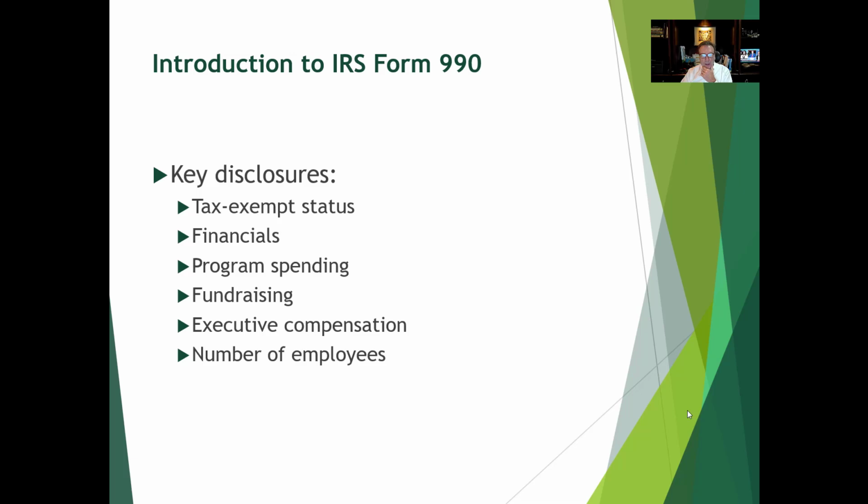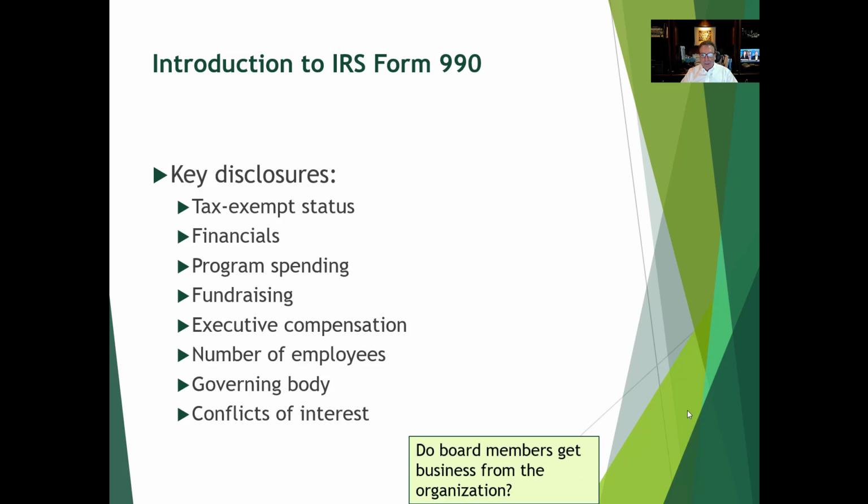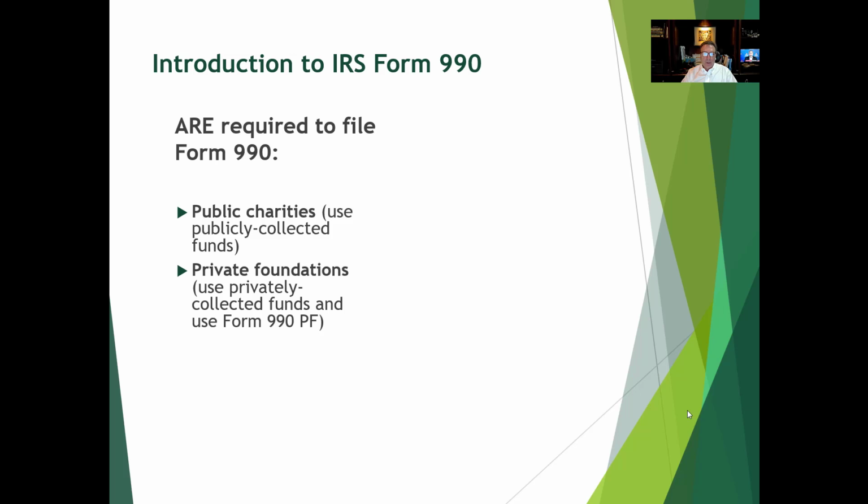You might be looking for a job and you would want to know, well, how many employees does it have altogether? Or you might be interested in who the members of its governing body are, its board of trustees or its board of directors. Do you know anyone on that board? And finally, consistent with the corporate governance disclosure role of a Form 990, a great deal of disclosure goes into conflicts of interest. For example, do board members get business from the organization? The Form 990 does not prohibit that, but it requires that it be disclosed.